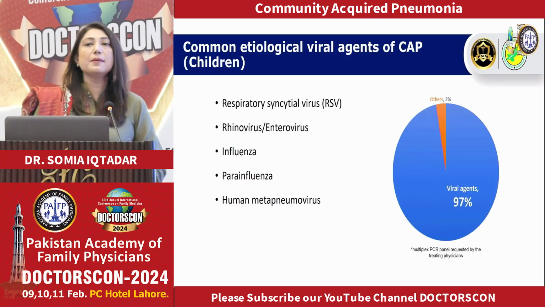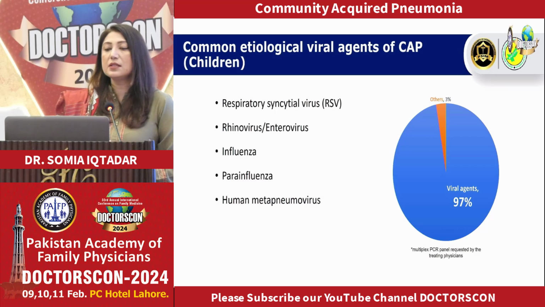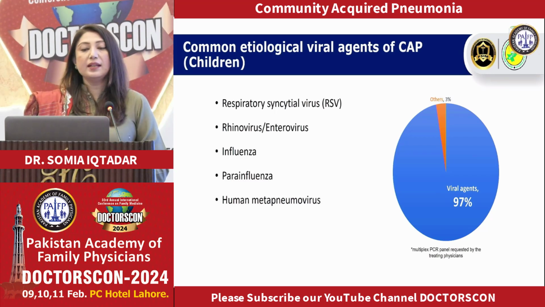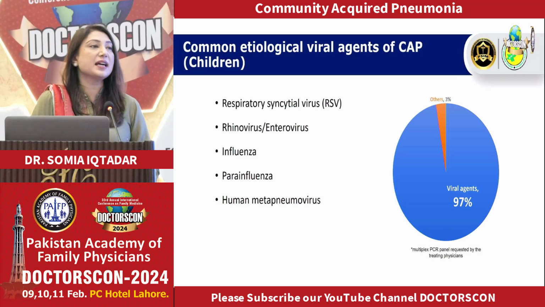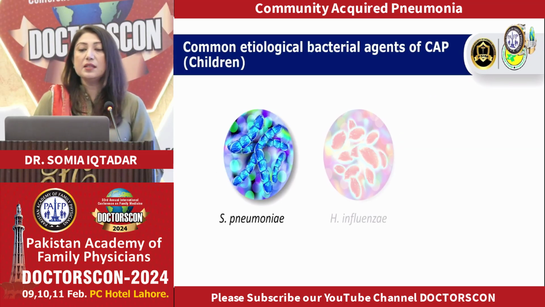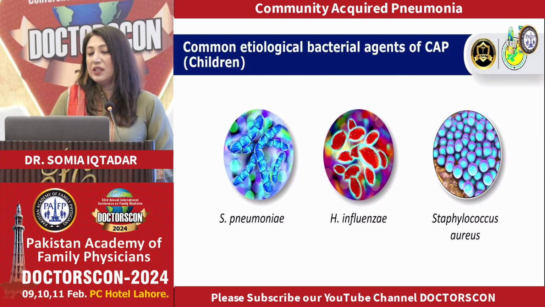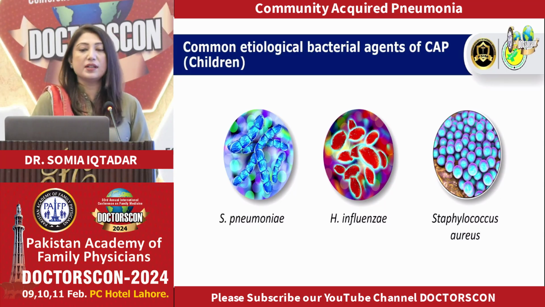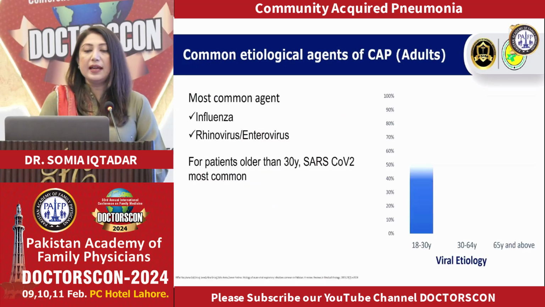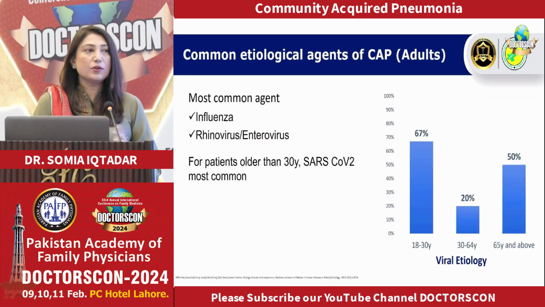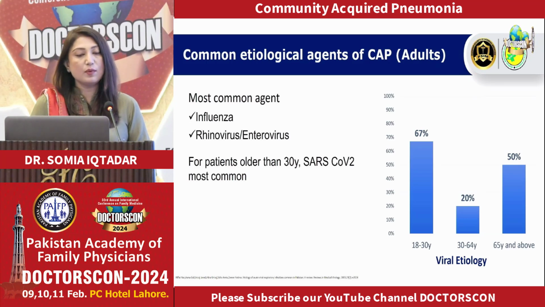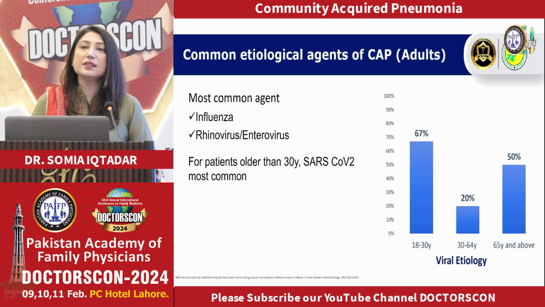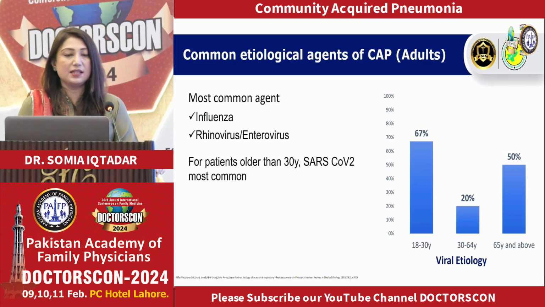Now, always keep in mind that many a time bacteria are not the cause of pneumonia. There are common viruses which cause pneumonia, like respiratory syncytial virus, influenza, parainfluenza, and now COVID has been added to this list. But among the bacterial causes, Strep pneumoniae, Haemophilus influenzae, and Staph aureus are commonly seen in children. Apart from children, in adults, mostly you come across viral causes like influenza and rhinoviruses. And in patients older than 30 years of age, COVID-19 has been added to the list.